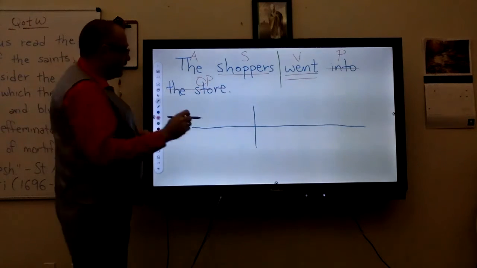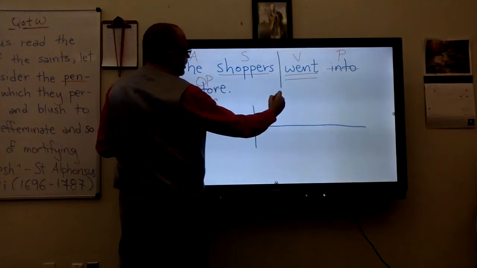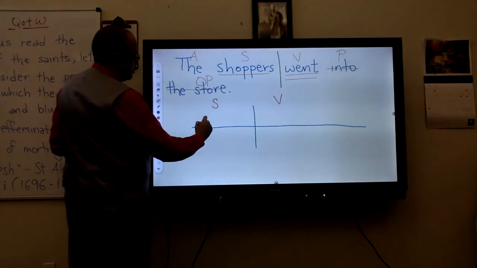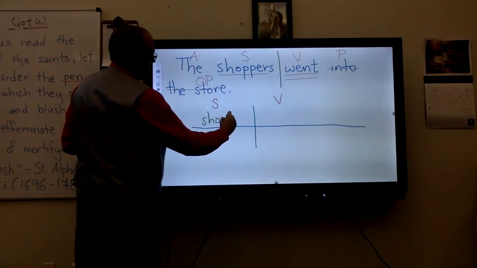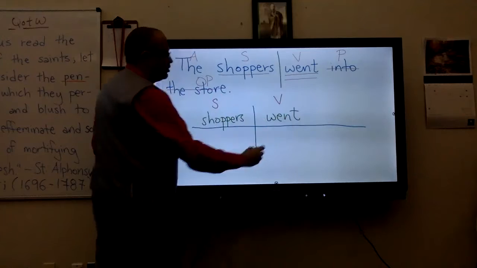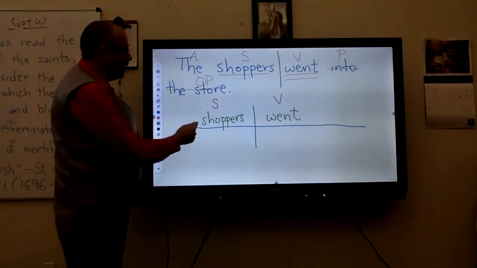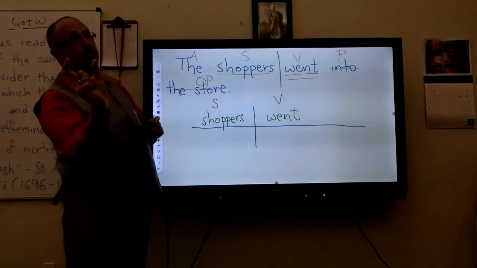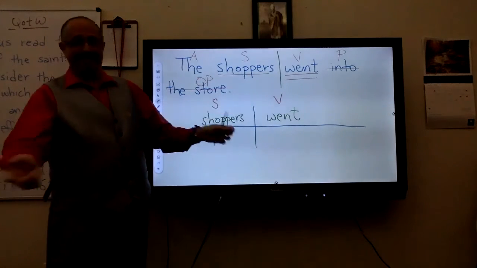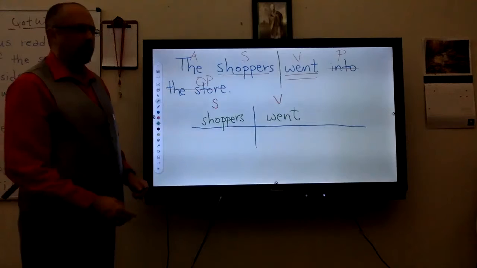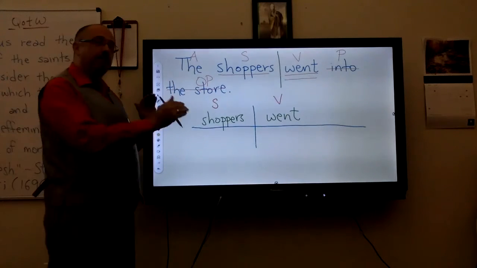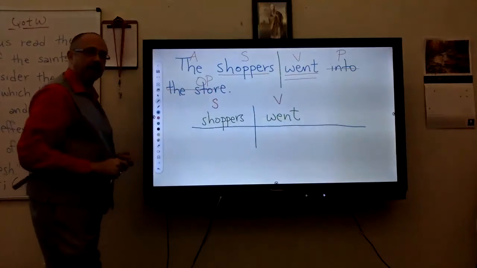Now, let's look at this. This is the subject, this is the verb, right? So my subject is shoppers, and my verb is went. Nothing has changed. If I have done this correctly, these two words should be a short sentence. Shoppers went. What did the shoppers do? They went. See, short sentence. It's not a great sentence, but it works. Now, everything else goes on the diagram depending on whether it's part of the subject or part of the predicate.